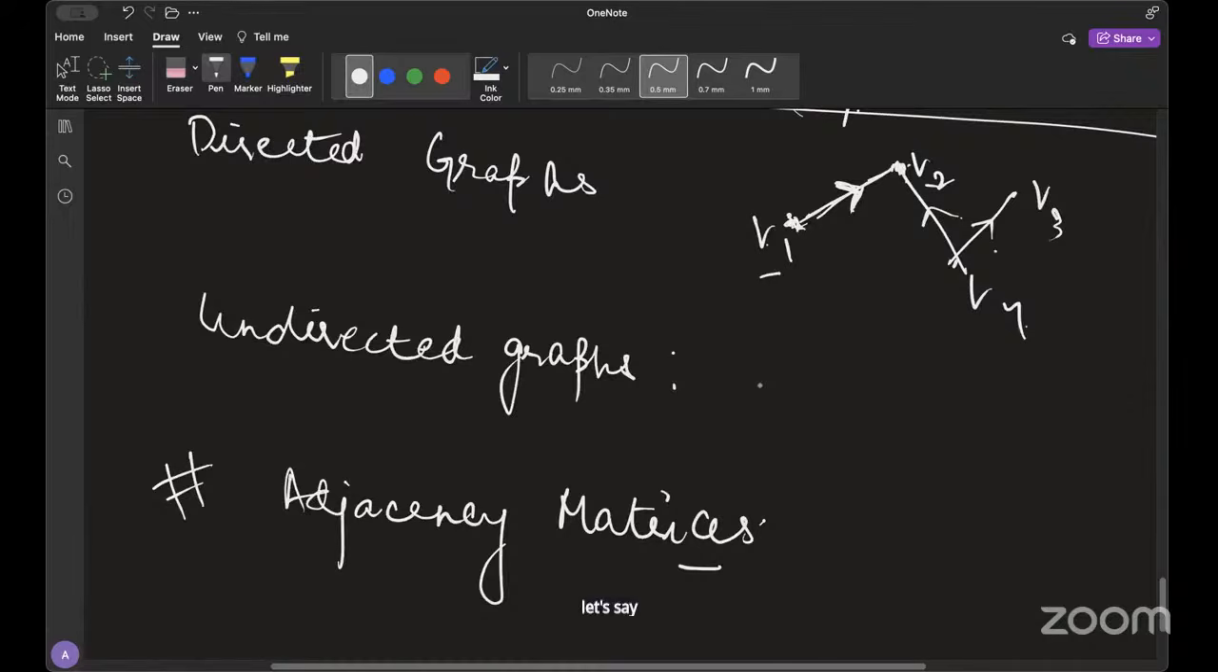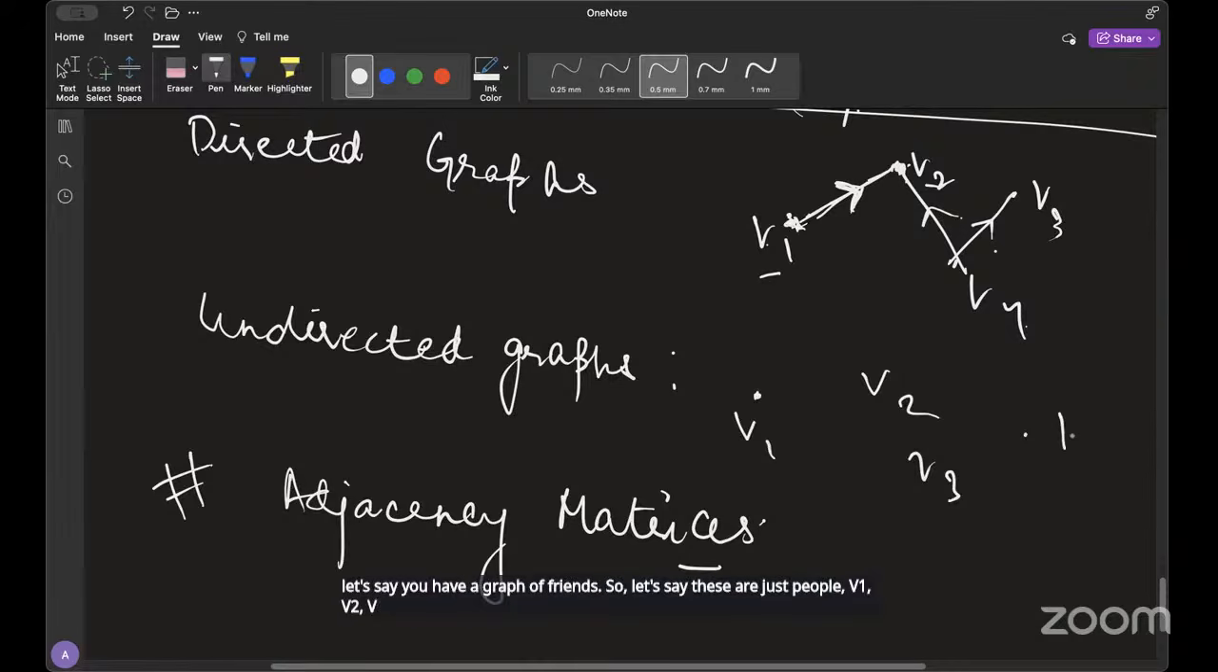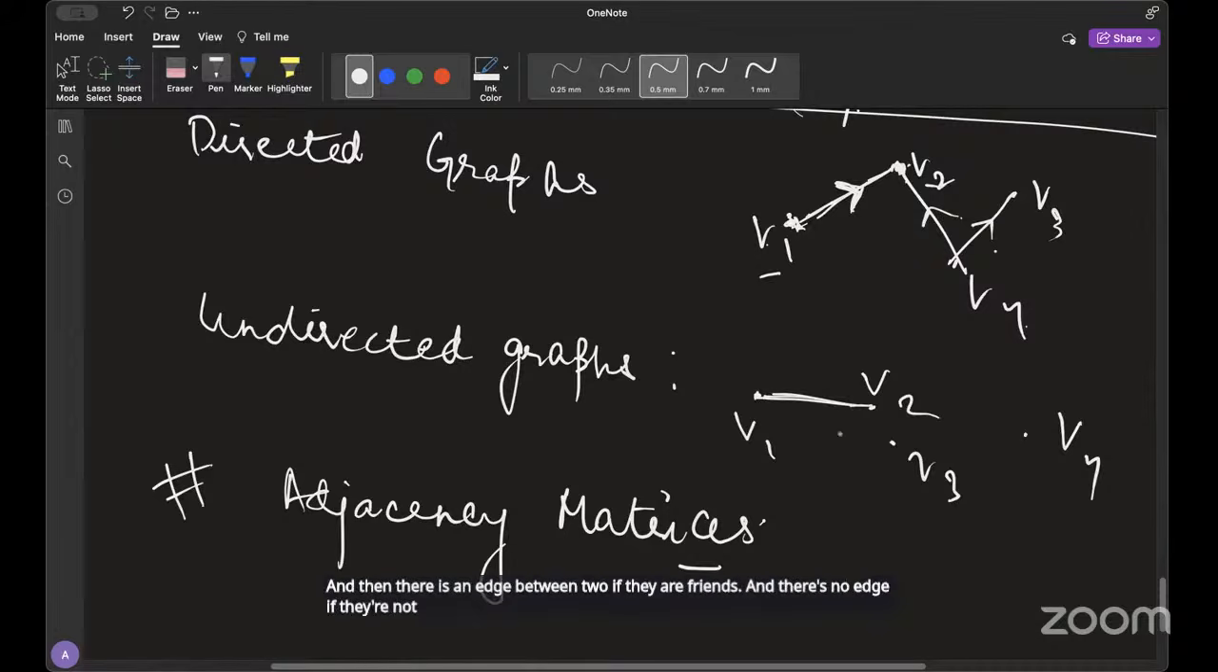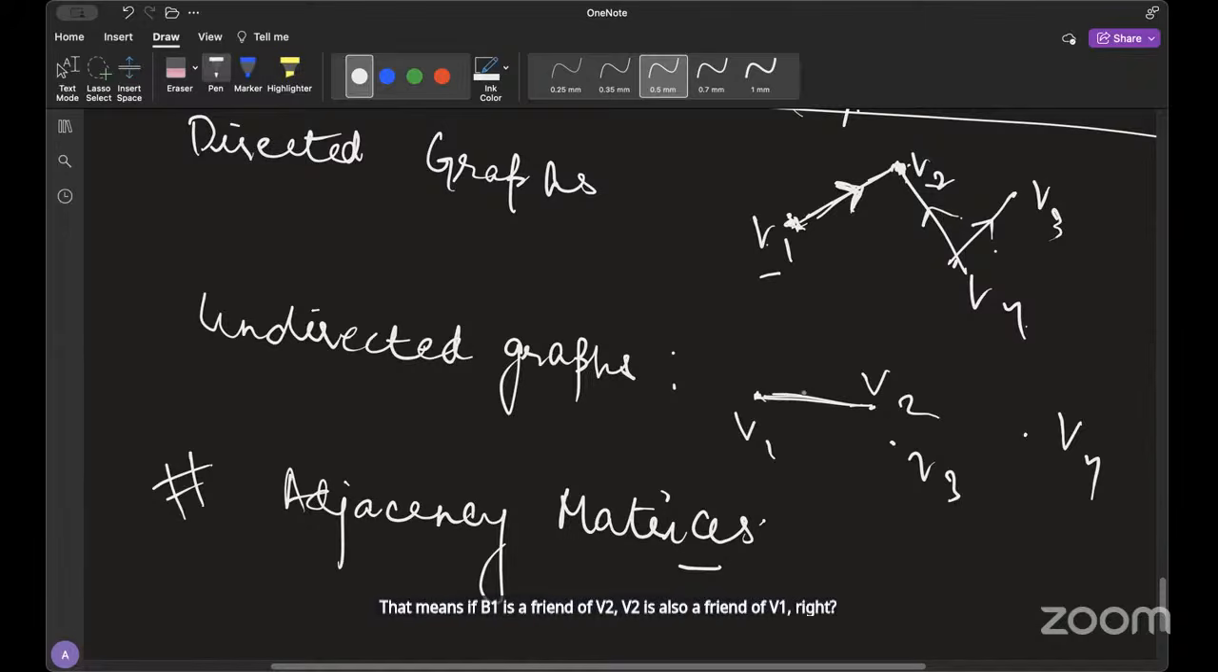Let's say you have a graph of friends. So let's say these are just people V1, V2, V3, and V4. And then there is an edge between two if they are friends, and no edge if they're not friends. That means if V1 is a friend of V2, V2 is also a friend of V1, right? So then you don't need directions there. It automatically assumes that it's directed in both directions. That's your undirected graph where you don't need directions.